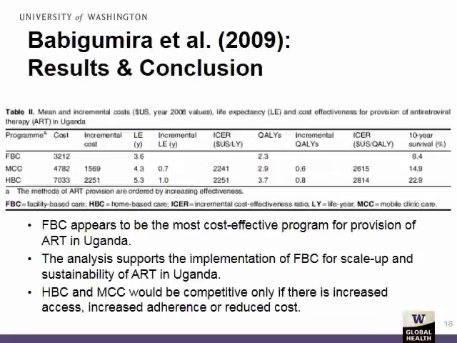Then here were the results. And as you can see, we had 3 comparators. We had facility-based care there, mobile clinics, and home-based care. And home-based care was the most expensive, $7,000 for a year of care. And the others were cheaper. And we had the incremental cost. And then we had this life expectancy column.